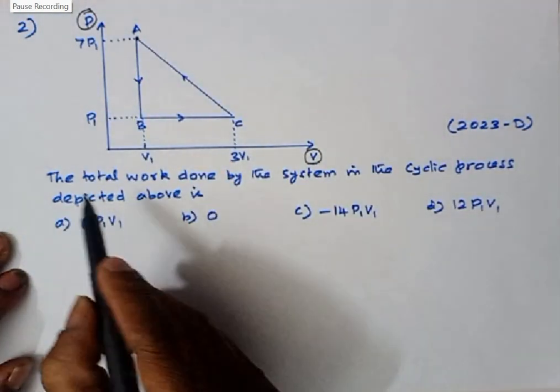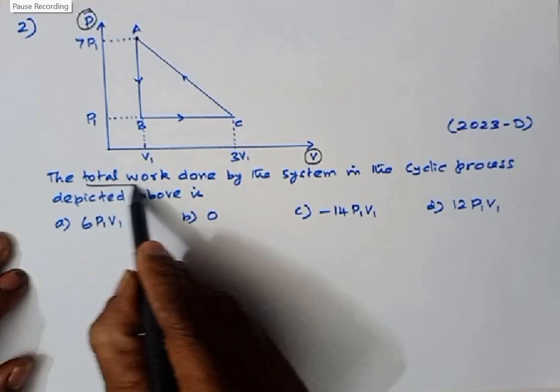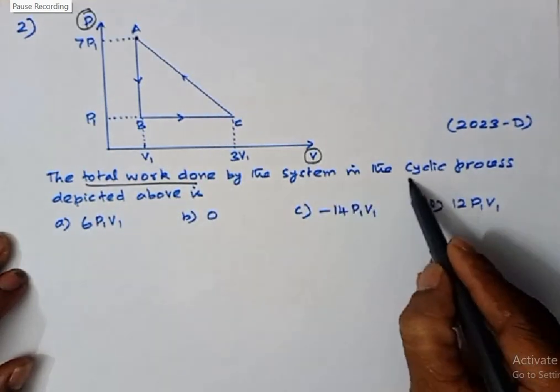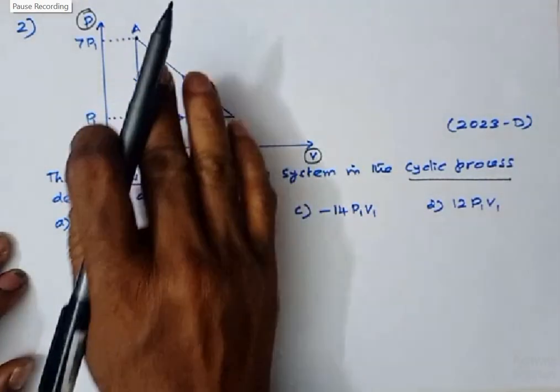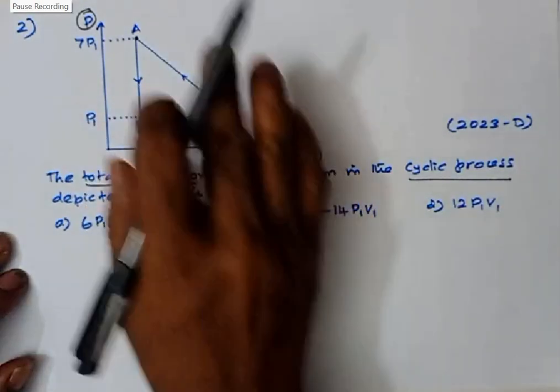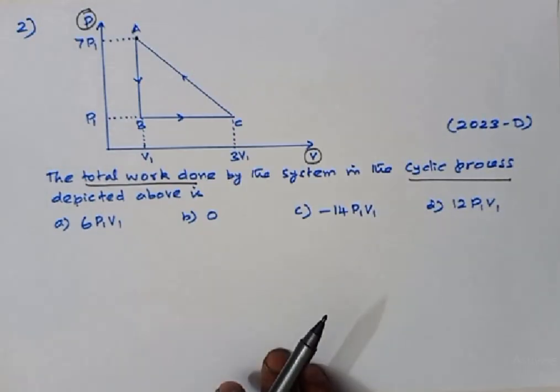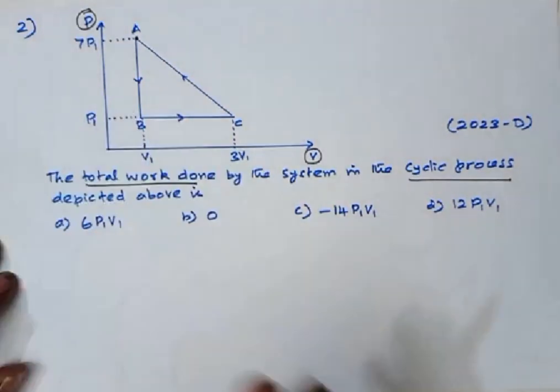Now we'll go through the question. The total work done by the system in the cyclic process depicted above is. So what is the total work done in this? We need to find out the total work done in this process.